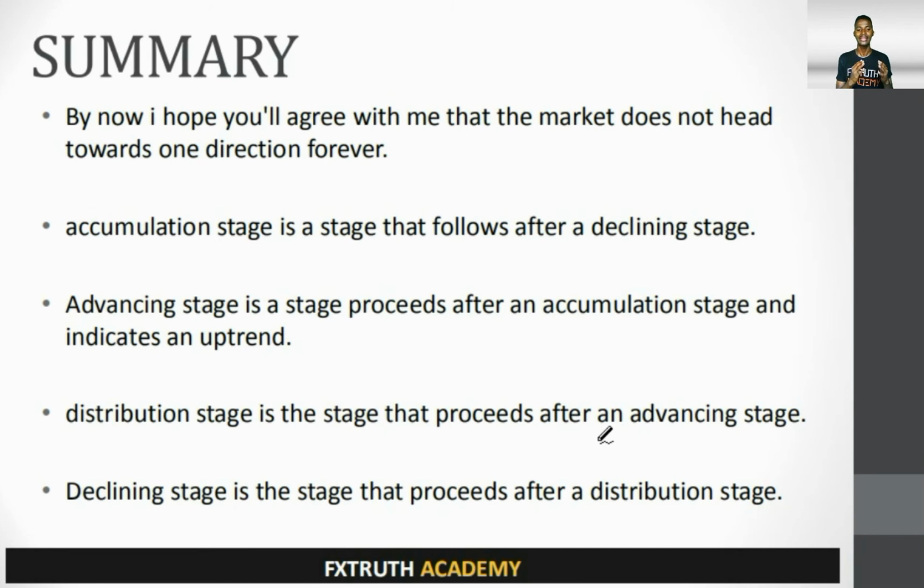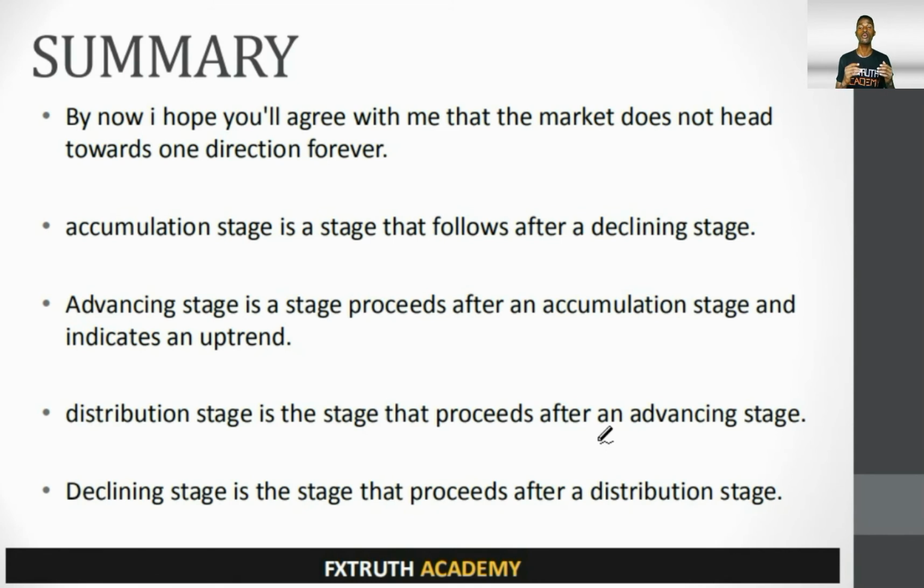Good. So now, the next one is the distribution stage. This is a stage that proceeds after the advancing stage. So after the market has advanced in somewhat like an uptrend, it won't stay in that uptrend forever. It will hit an opposing pressure and form what we know as the distribution stage. And the market won't stay in the distribution stage forever also. It will have to leave that distribution stage, either it continues higher to an advancing stage or it forms what we know now as the declining stage. So the declining stage is a stage that proceeds after the distribution stage.